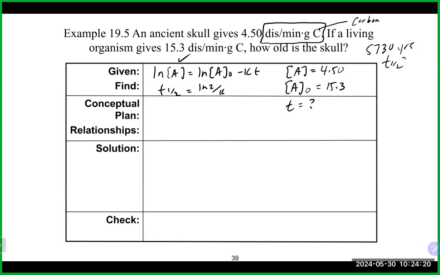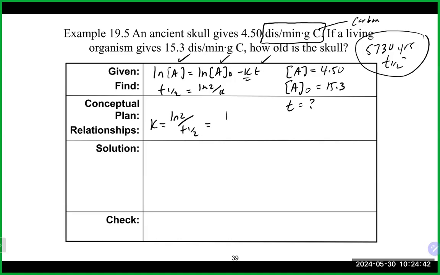So in this case, we have this, this, and this. Once again, like the previous problems, we are missing the decay constant. And again, that's where the per gram of carbon comes into play. So we use carbon-14's half-life here. So we'll use the half-life equation like we did previously to get our decay constant.